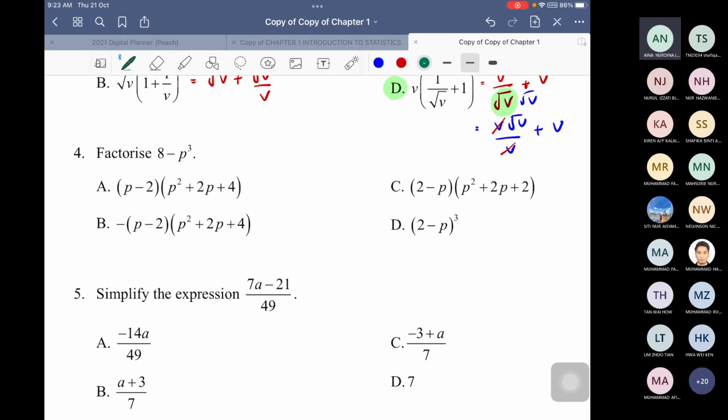Mana satu jawapan dia? So formula dia adalah A cube tolak B cube adalah bersamaan dengan A tolak B, darab dengan A square tambah AB tambah B square. So which one is going to be the answer?